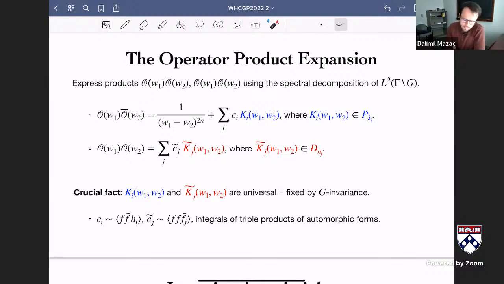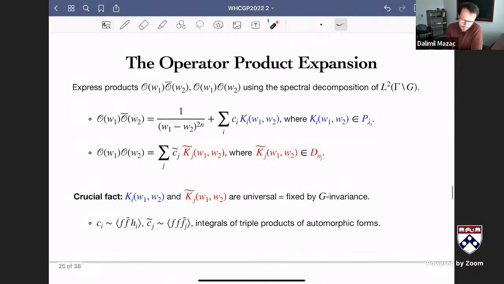And for O and O bar, I get a contribution of the identity, of the trivial representation, and a contribution of the Laplace eigenfunctions. And for O and O, so this is a product of two lowest weight representations, I get a contribution from the discrete series. These C's, C_i and C_j, are some dynamical numbers which depend on the specific manifold, as is the spectrum of lambda_i's, but the spectrum of these n_j is much more rigid. It only depends on the topology of the manifold.